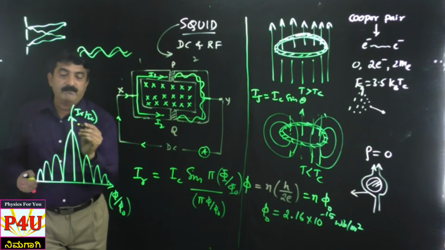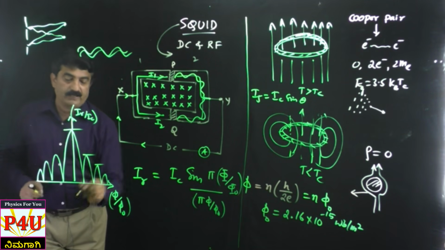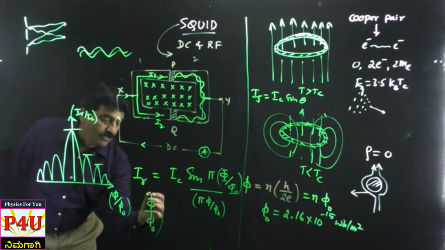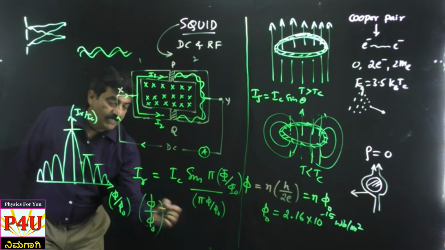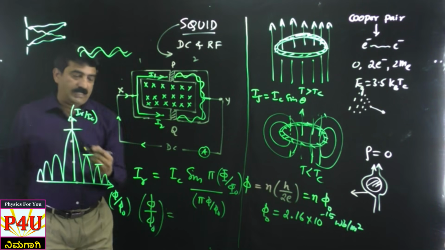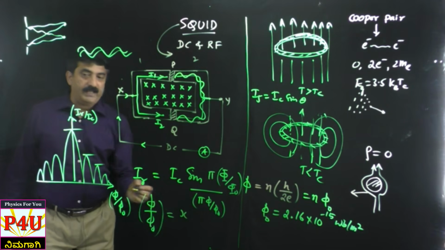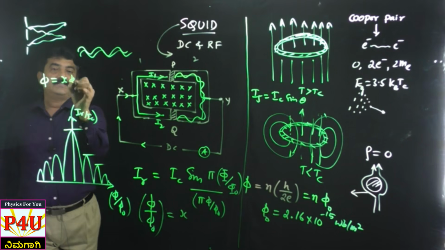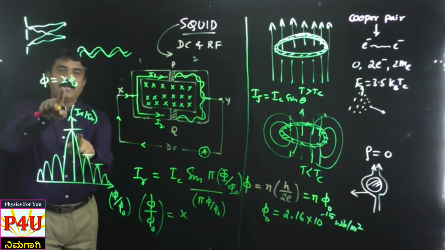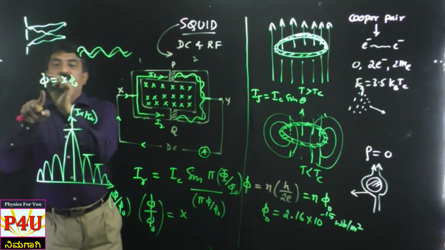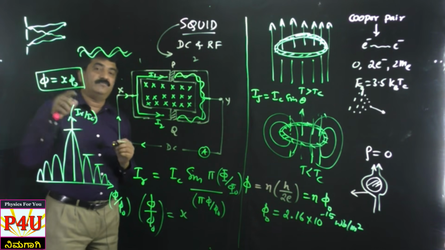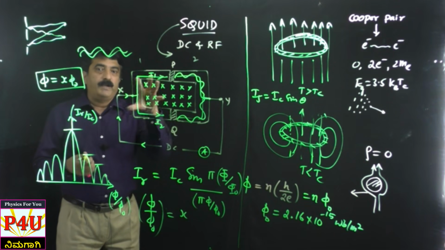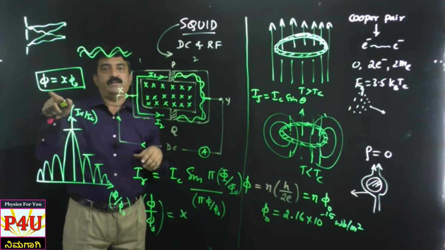Got it? So by measuring this value or this value or this value, I can calculate phi divided by phi naught. Phi divided by phi naught I will get from the graph, let us say some x, thereby phi is equal to x into phi naught. X I get from the graph, phi naught is already known, phi I can calculate. Sir, what is this phi? If you look at it, it is nothing but the applied magnetic field. Applied magnetic field, how much you are applying, that you can calculate.